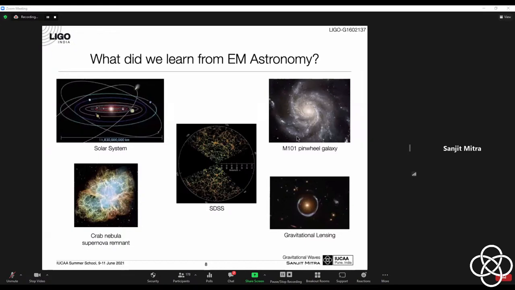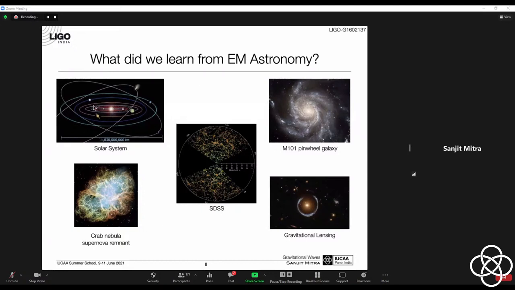This is the galaxy. It's a picture of a galaxy. Of course, you know that. But I will tell you a little bit more about this. You can see such a high resolution picture of this galaxy with modern telescopes. This is the SDSS, Sloan Digital Sky Survey picture, showing that the universe is statistically homogeneous and isotropic. You will learn about many of these in this lecture series. This is the Crab Nebula, a gravitational lens, and all these things you will learn.